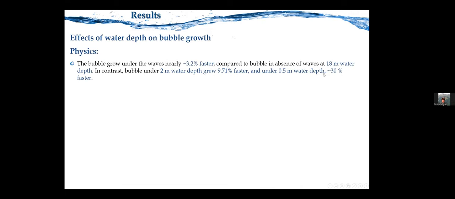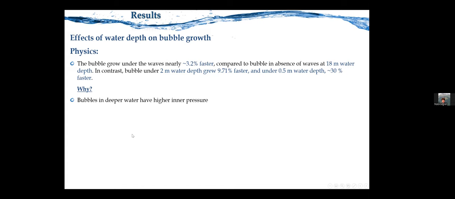Okay, here, for instance, at 18 meter water depths, the bubble under waves grew by 3% faster than under no waves, compared, for instance, to the bubble under 2 meter water depths, where the difference was 10%, and under half a meter water depths, the difference was 30%. So why does this happen? What is the mechanism? What is the effect of the water depths?